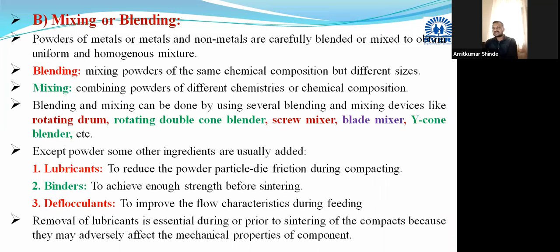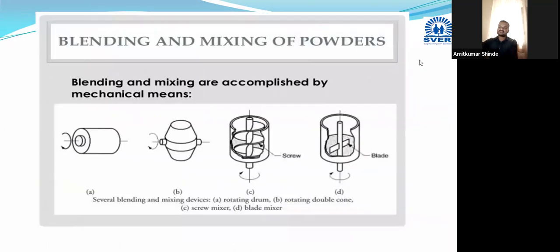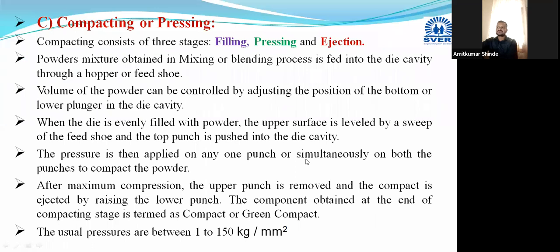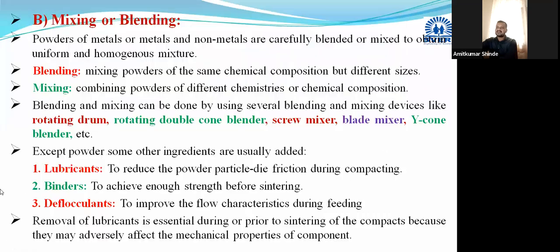So this is the second stage, mixing or blending, and it is done to obtain a homogeneous and uniform mixture of metal powders, or metal and non-metal powders, with the help of suitable devices. It is done with devices like the rotating drum, the double cone blender, then the screw mixer or blade mixer. Suitable blending and mixing devices are used to obtain this uniform and homogeneous mixture of powders. And we are adding the required lubricants, binders, and deflocculants to get the desired properties as per our need.